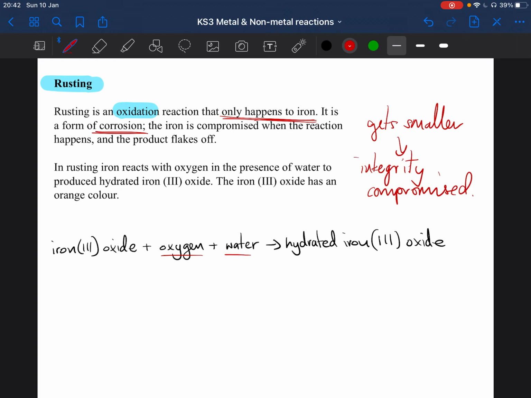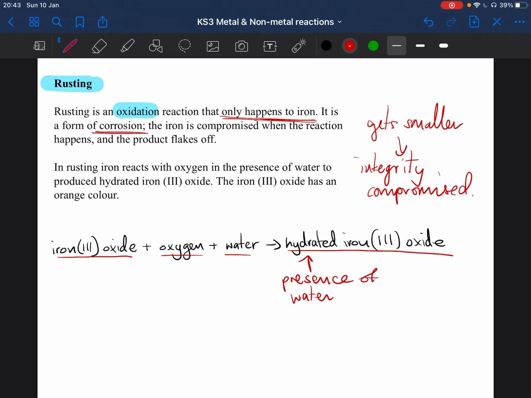So let's have a look at what actually happens in our reaction. So we take iron 3 oxide and oxygen and water react with it. And when they react with it, they create this chemical here, which is hydrated iron oxide. Now the word hydrated just means that there's water present, okay? And so that means that the orange flakes that you see are flakes of this hydrated iron 3 oxide. It still has water in there.